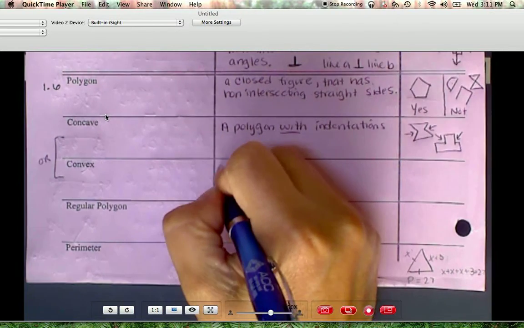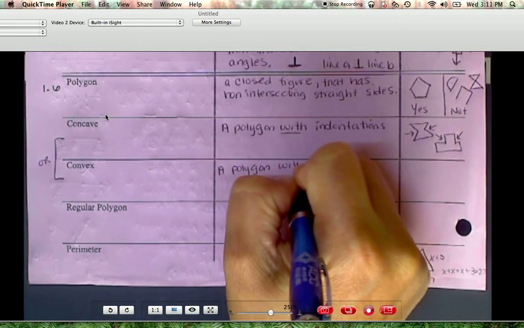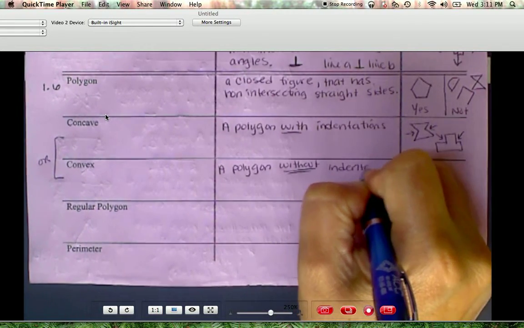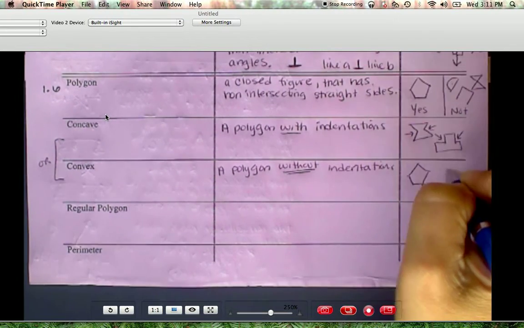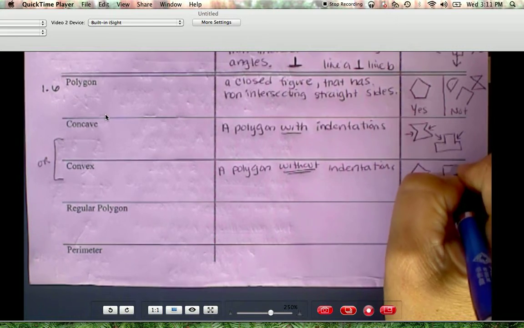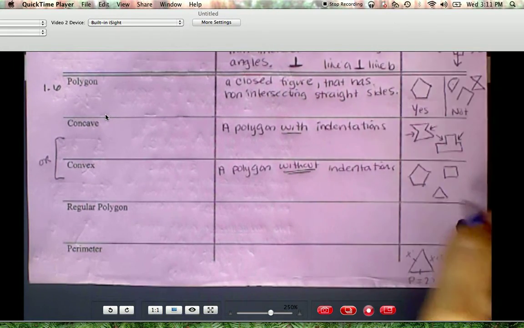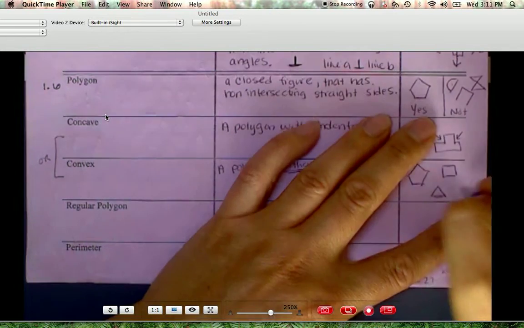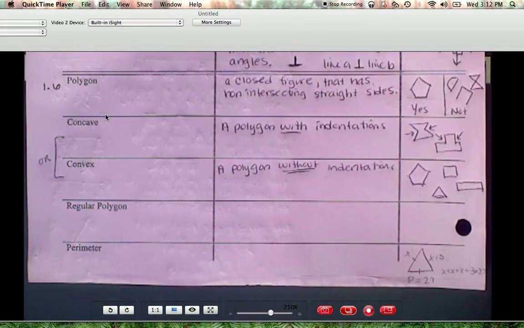Convex is a polygon without indentations. This is convex. This is convex. This is convex. No indentations. Okay. This is convex. Okay. So some examples there. A polygon without indentations.